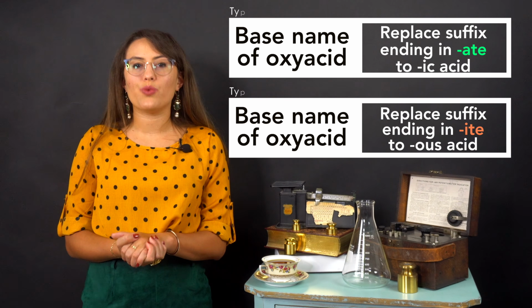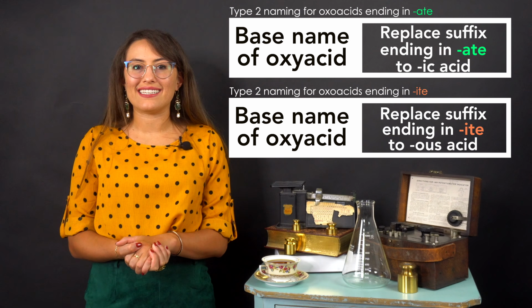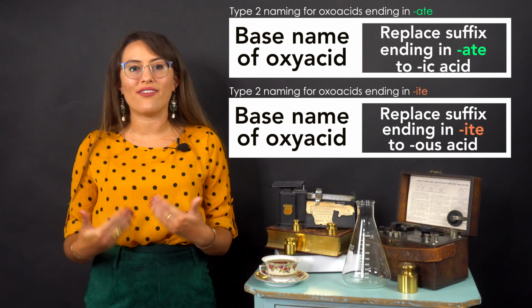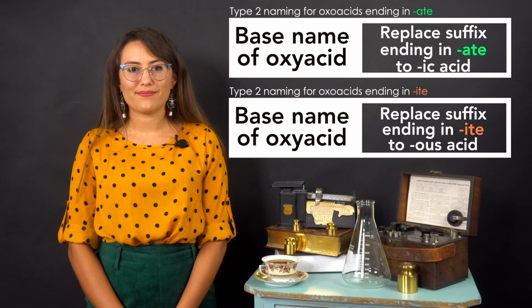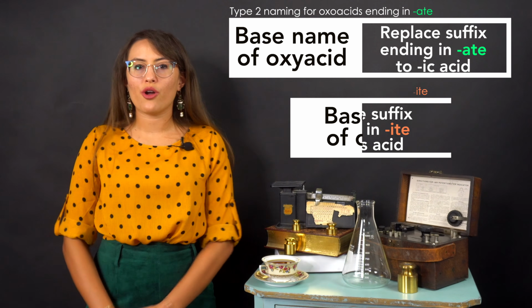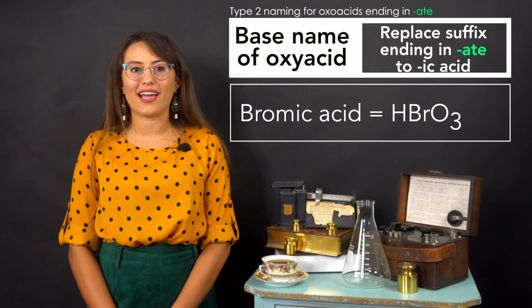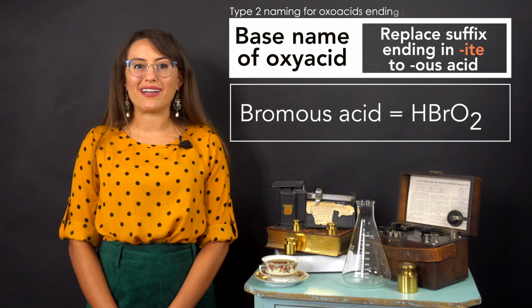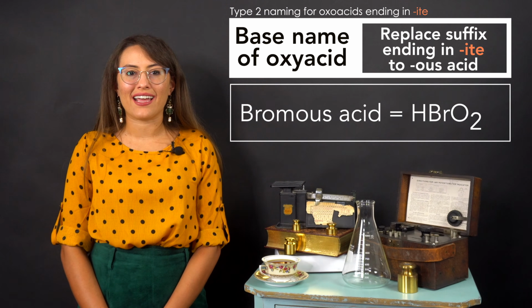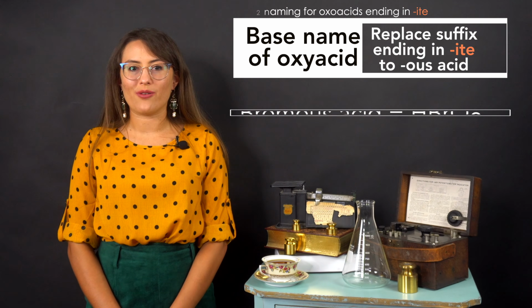For oxoacids, we would take the name of the oxoanion and replace the suffix that ends in "ate" with "ic," or the suffix ending in "ite" with "ous," followed by "acid." For example, HBrO3 would be bromic acid because the oxyanion is bromate, whereas HBrO2 would be bromous acid because the oxyanion is bromite. Go ahead and try to name the following acids.